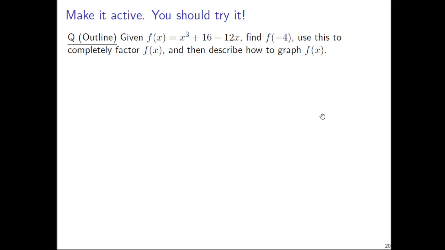So I want you to, based on the given function, find f of negative 4. And then once you've done that, use that to completely factor f of x. That's kind of bringing back some ideas from recent. Okay, there's going to be some work involved here. And then, based on that, describe how to graph f of x. So I would encourage you to pause the video to give some of these pieces a try, and you might do some of the work in a different manner or order than I'm going to describe, and that's okay. But just, you've got lots of tools now based on recent class days, and so go through and see if this is working for you.